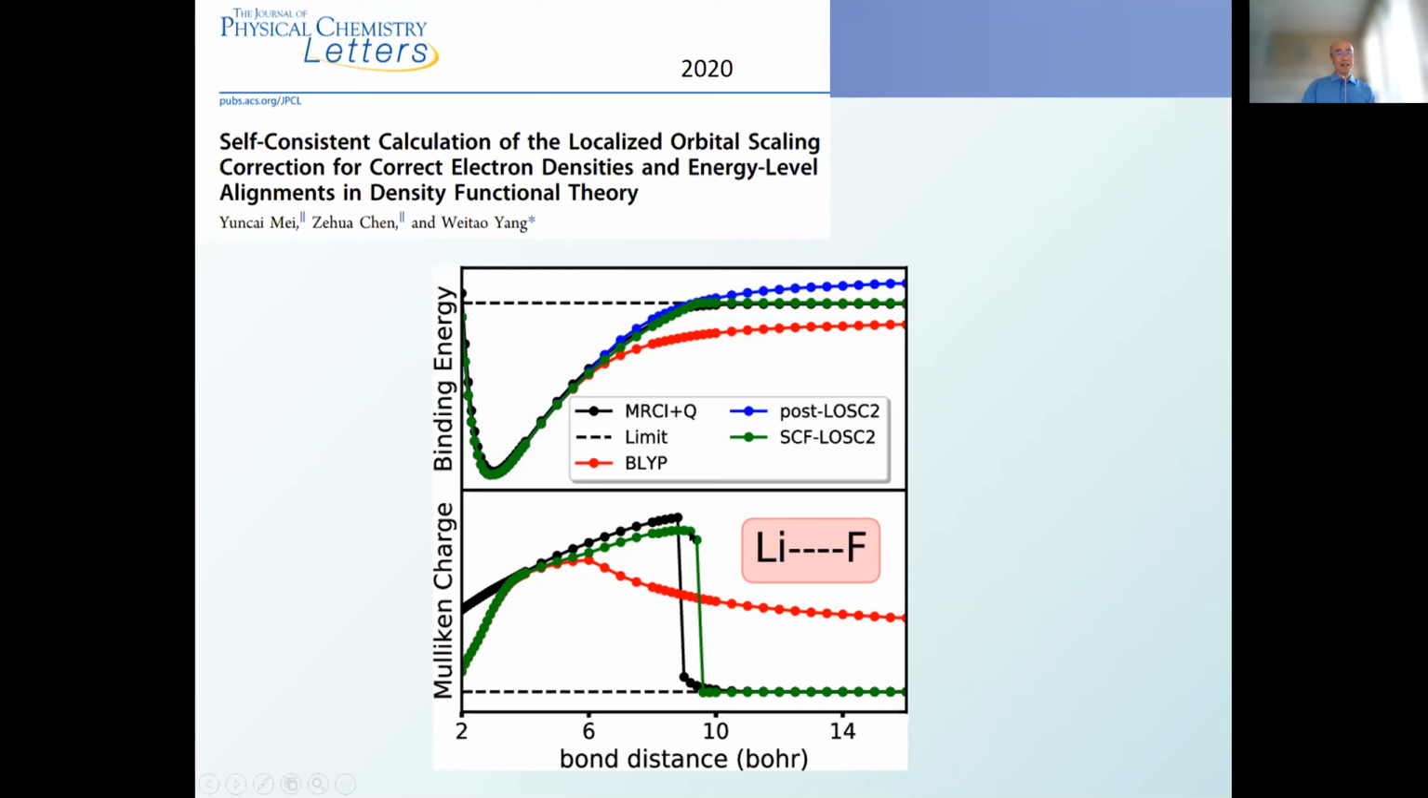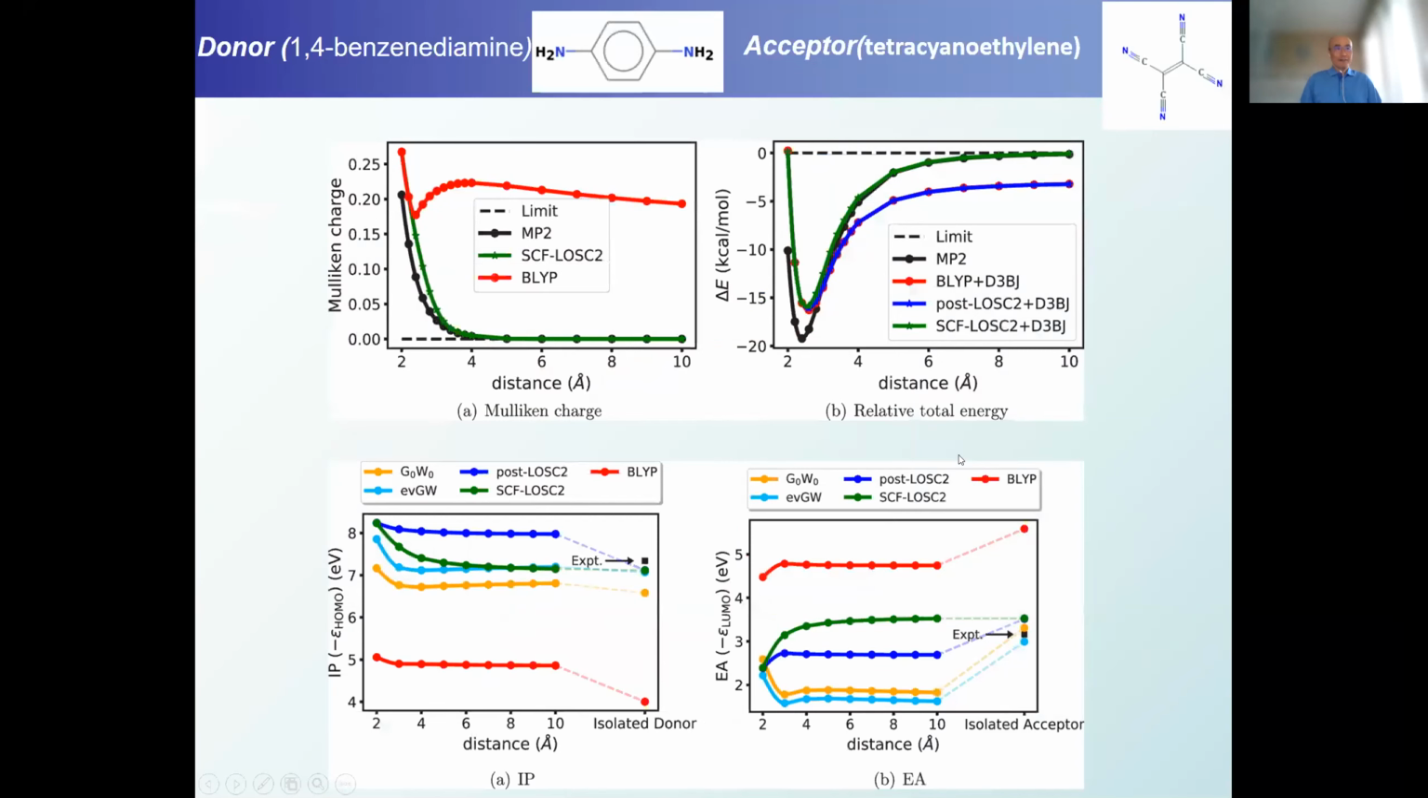And you can see that the charge on the regular DFT calculation is very wrong, and it has a wrong charge at infinity. And the lOSC corrects it. I see my time is running out, and this is my last example. The last example is a charge transfer complex, a donor and an acceptor. We study the distance as it varies and look at the energy, charge, and energy level alignment.